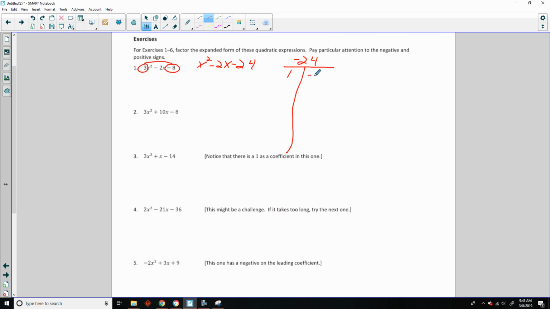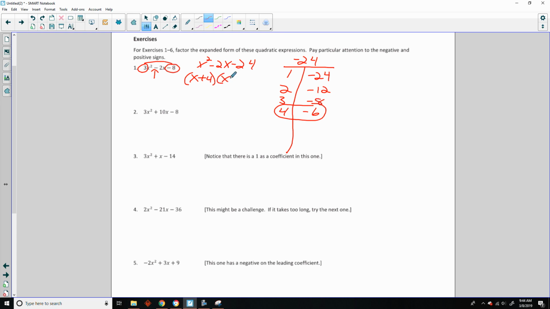Do you understand what I'm saying here? When this is negative, your bigger number has to be negative in your sum. All right, so 2, negative 12. 3 times negative 8. 4 times negative 6. And that's it. I'm looking for a difference of 2, a sum of negative 2. So I rewrite this as x plus 4, x minus 6.